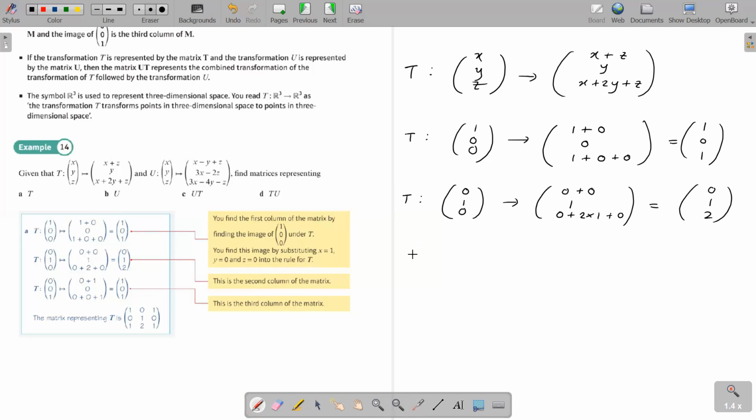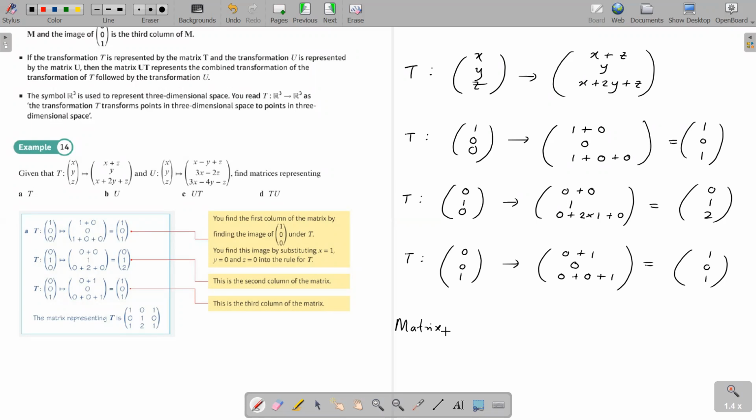Are you with me? The third column is 0, 0, 1. Get the effect of this. x is 0, y is 0, z is 1. What happens? x + z, 0 plus 1. y is 0. x is 0, 2y is 0, z is 1. What do I get here? 1, 0, 1. So can you see the matrix representing T?